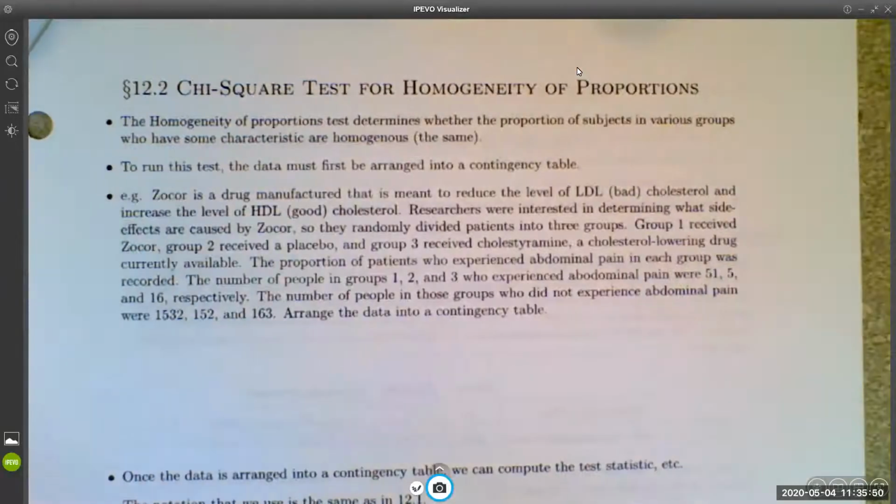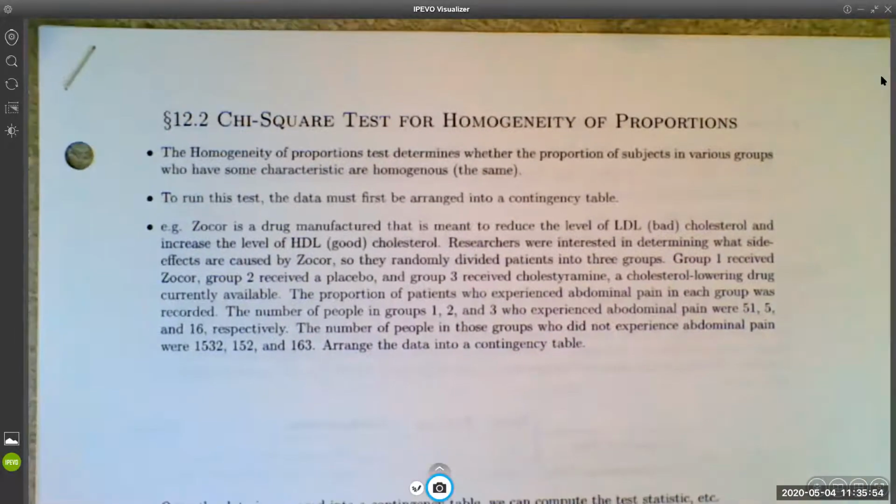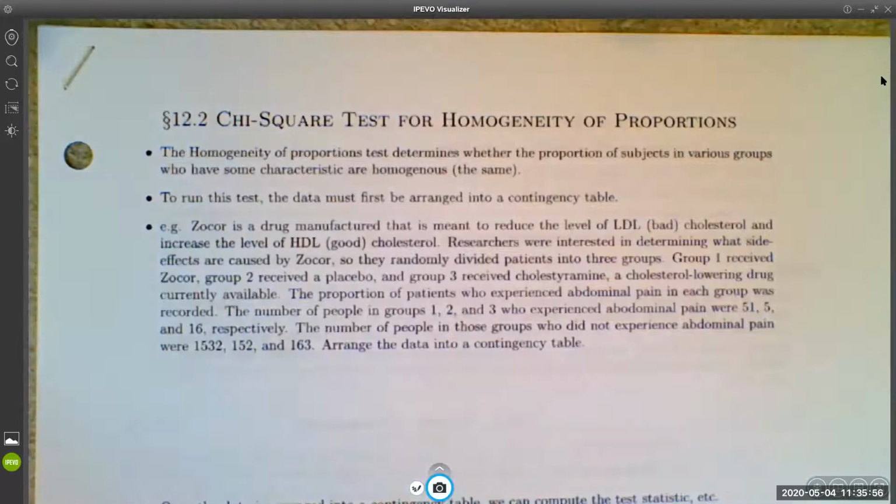Okay, 12.2. So this is the second part of testing more than 3 proportions at the same time. In 12.1 we talked about the goodness of fit test. That's one type of test we can run on multiple proportions, but sometimes we want to test multiple proportions in a slightly different way than what we did in 12.1.